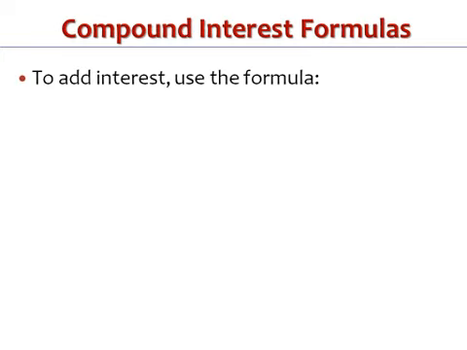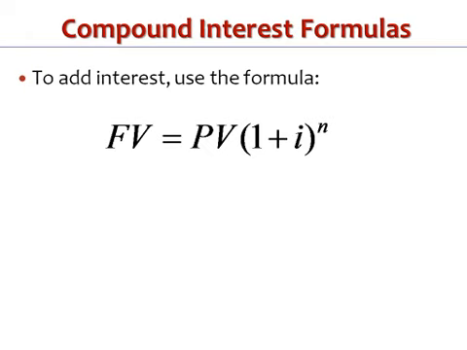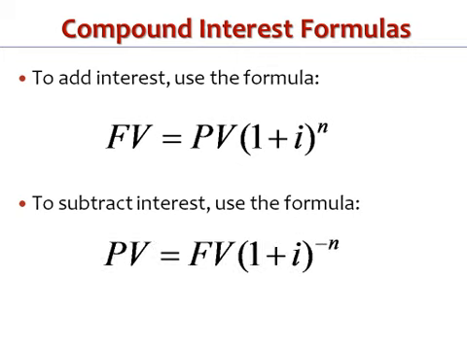We're going to need a couple formulas for these. If we want to add interest or move forward to find the maturity value of an amount, this is the formula we use. FV is PV times 1 plus i to the power of n. And if we want to move backwards in time or find out an earlier amount, we're solving for PV, and this is the formula we use. The exponent here is negative n because we're going backwards in time.